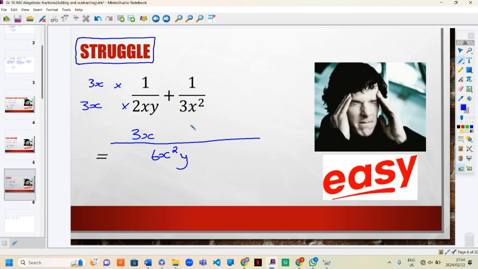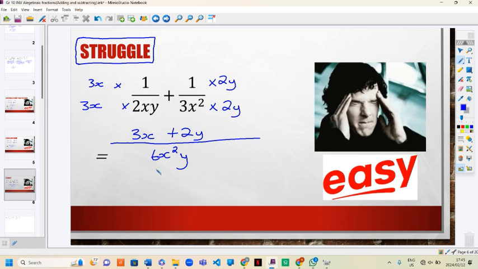All right, and what is 3x squared? What did I do to that to get to 6x squared y? I multiplied by 2y. Fantastic. So I need to do that at the top as well. What is 1 times 2y? Positive 2y. No like terms there. I'm not going to cancel anything because I've got two terms at the top. There's nothing more that I can do there. That's my final answer. I hope that makes sense.